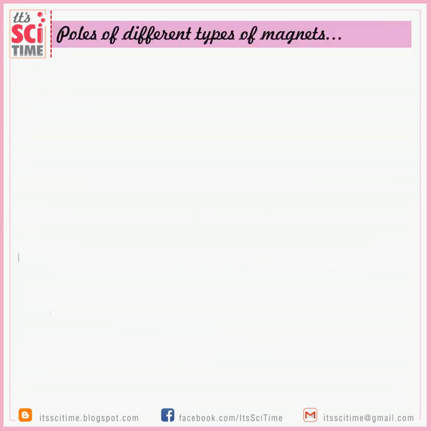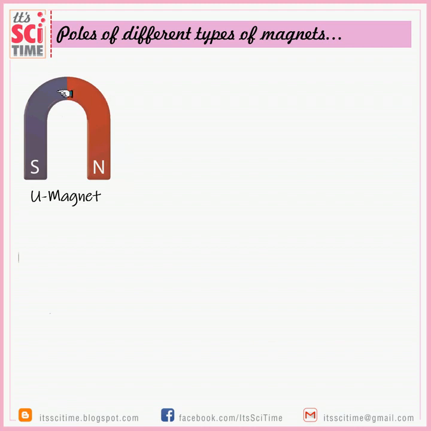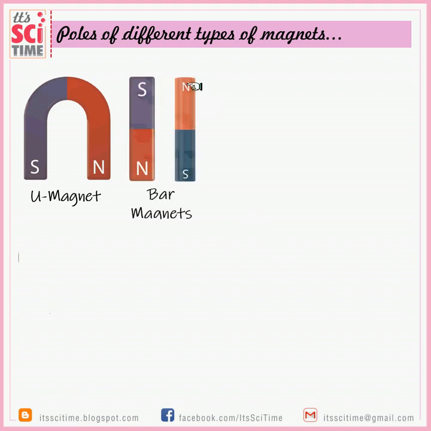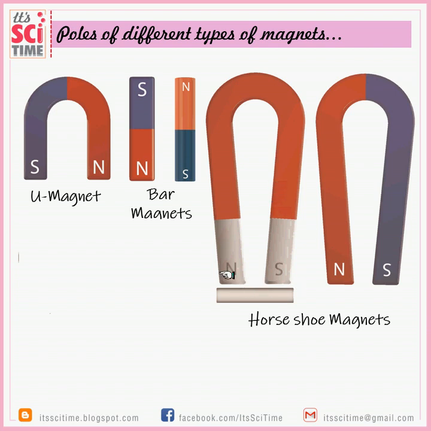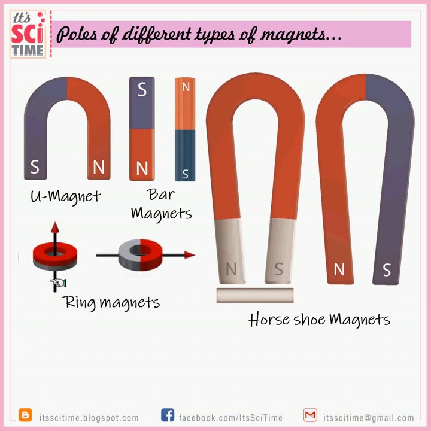Let's see how different magnets have their poles, or how they are magnetized. U magnets are magnetized with north and south poles like this. U magnets are diametrically magnetized like this. Bar magnets are also magnetized so that the poles come to their ends. This is how bar magnets are magnetized. Horseshoe magnets are magnetized similarly, but this horseshoe magnet shows the north and south pole with colors, and in this one it's not shown.